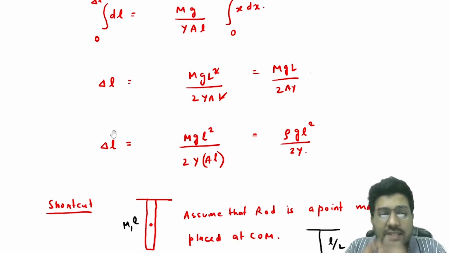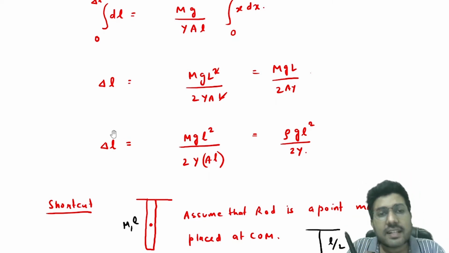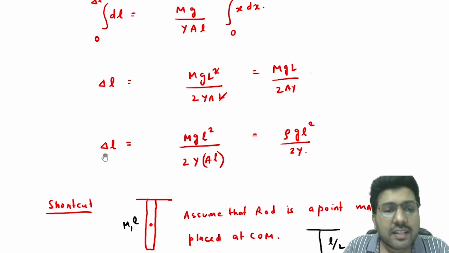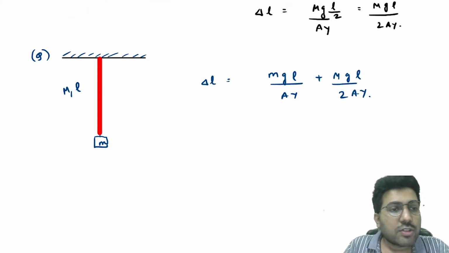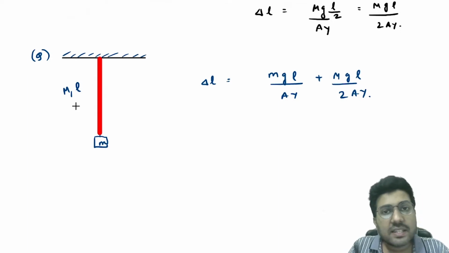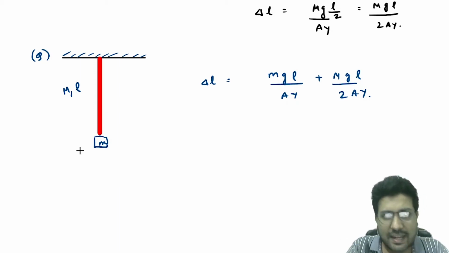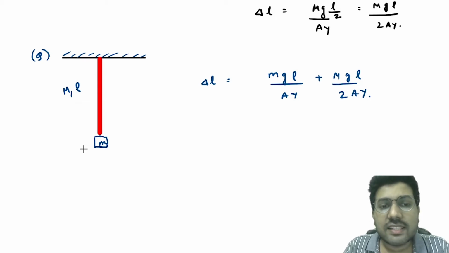But you consider this whole body as a point mass placed at its center of mass, and it is connected by a massless rod, then you will get the same answer. This is the shortcut. So suppose you have a question where you have a rod of mass m and length L, but there is also a block of mass M connected at the end of the rod. In that case, what will be the elongation? So what will be the elongation in this case?